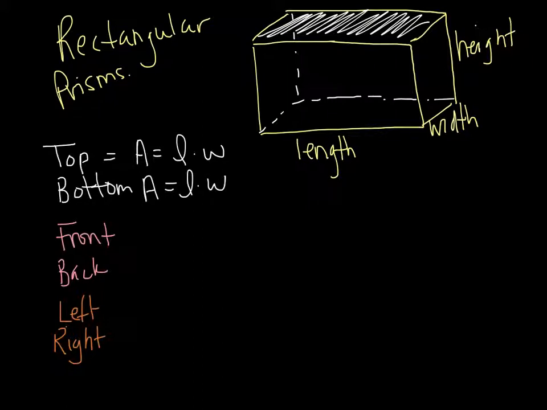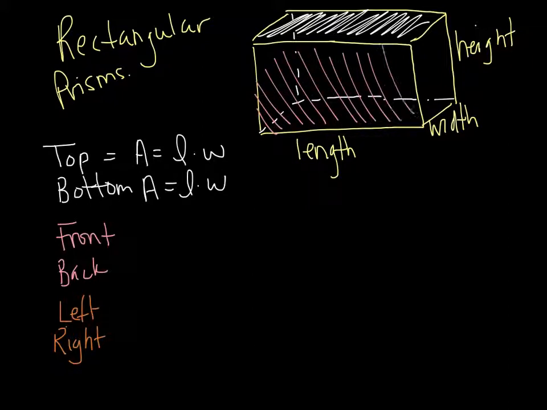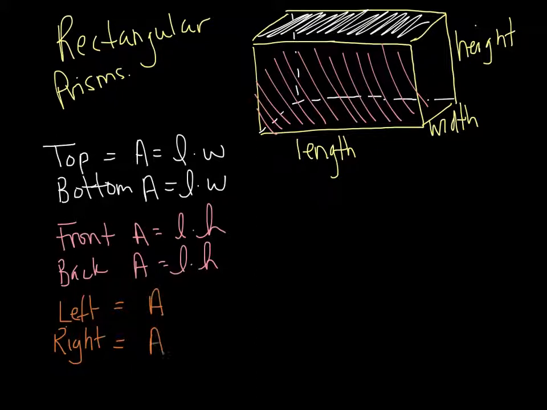And then if we look at the front and the back, here's my front now, and we would see that the area of that rectangle can be found using length multiplied by height. And the same thing for the back face, even though it's somewhat hidden right now. And last, we can take a look at the left and right faces and indicate that the area of that face is the width multiplied by the height, and the width multiplied by the height.